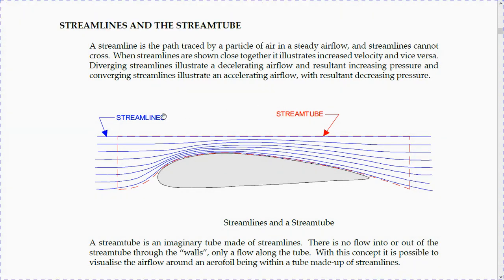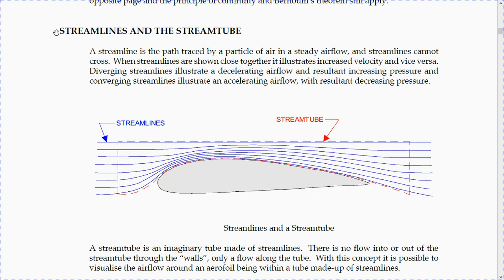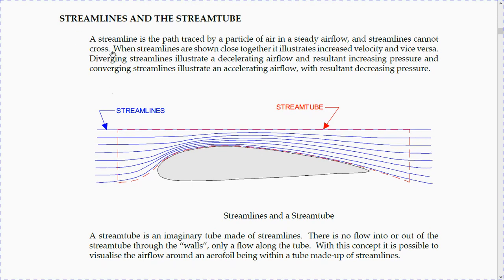So here we can see the same stream tube, but in the opposite direction. So there's a cross-sectional area that is smaller than the other two parts. So, streamlines and the stream tube. A streamline is the path traced by a particle of air in a steady airflow. So these are all particles of air, and the way they follow. And streamlines cannot cross, so they can never cross each other.